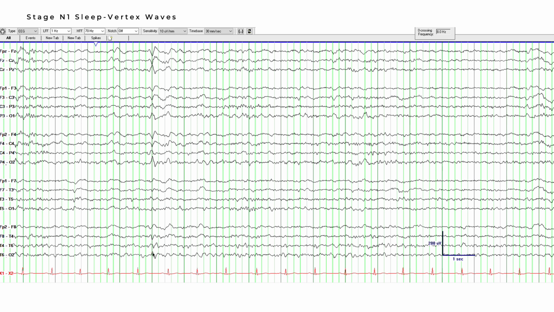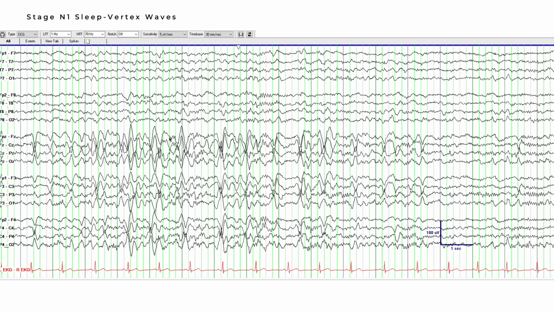Here's another example. You see a phase reversal here that's really best seen in the parasagittal and central area. So CZ has a negative phase reversal here, and then you see that same thing at C3, C4. This is what a vertex wave will look like during sleep.